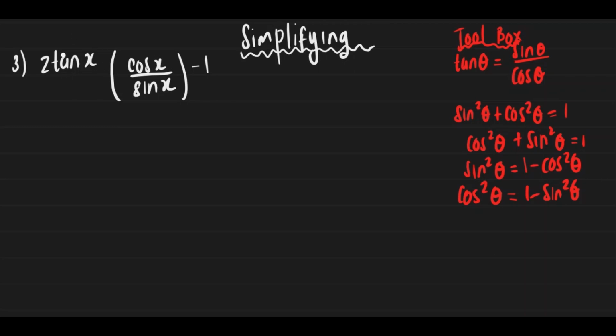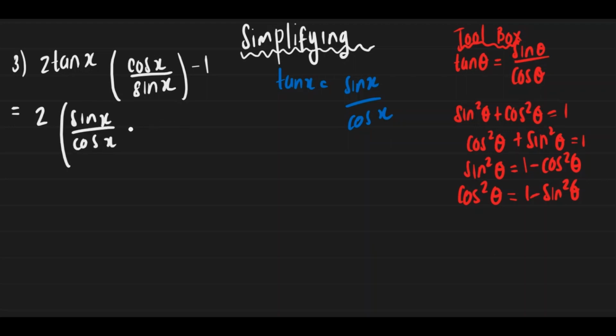But look, we have tan x. So we know the fact that we can change the tan x into what? Sine x divided by cos x. So let's do that. Let's take this and substitute it here. So we're going to have 2, open bracket, sine x divided by cos x, close bracket. This is going to be multiplied by what? Cos x divided by sine x, close bracket, minus 1.